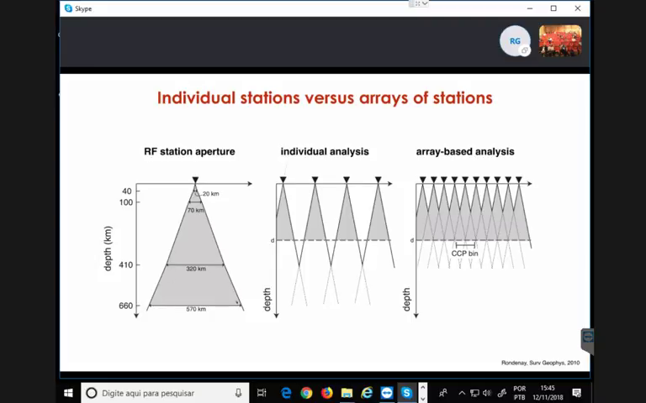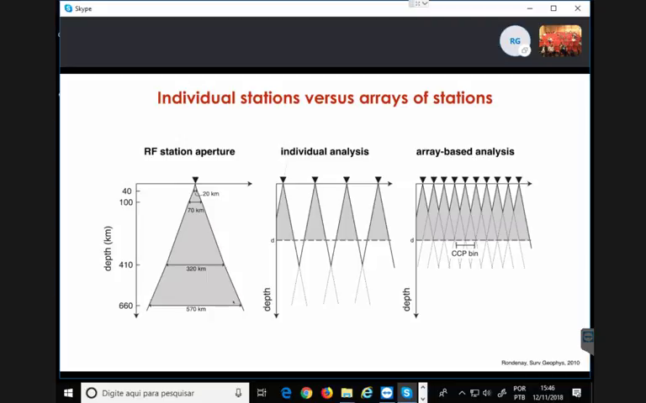Okay, so the type of methods that you can use really depend on the coverage that you can get with your receiver function. This is what I called here the receiver function aperture. That's the area that a receiver function can cover beneath one station, right? You can see that it goes from 20 kilometers diameter here at the Moho depth to almost 600 kilometers at the 660 discontinuity.